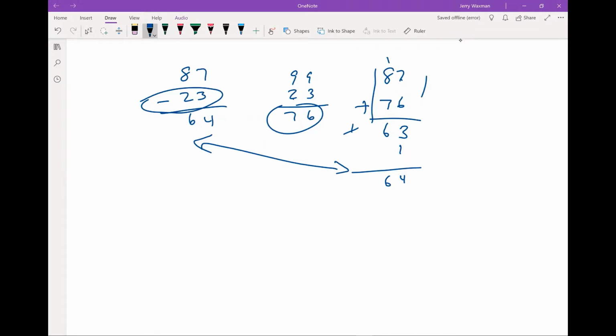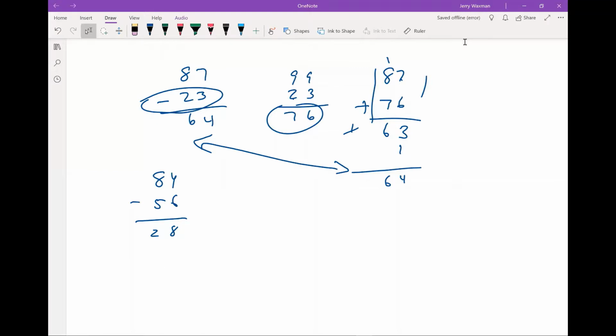Let's see, does it work for something else, right? Let's say I have an 84, and I want to subtract a 56. So try working that out, and then we'll do it together. Make sure you understand how this thing works.